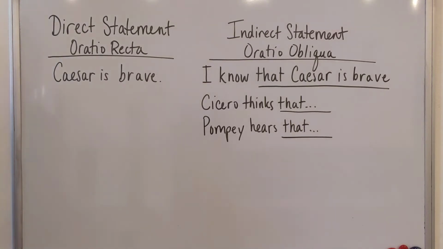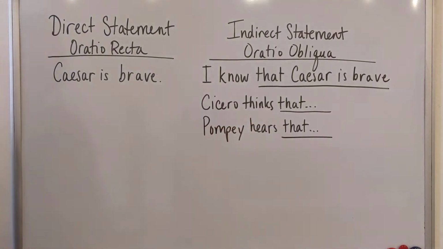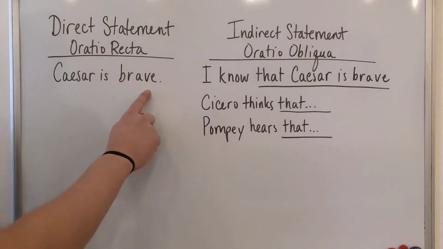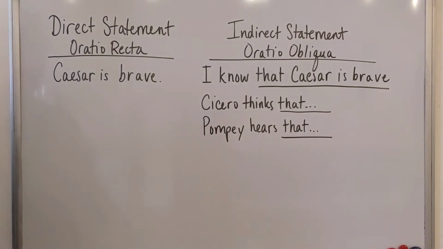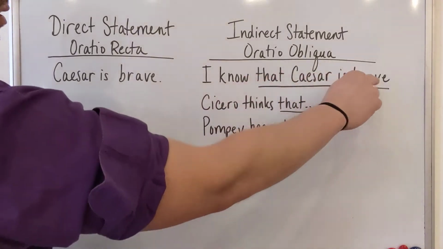If we rephrase that statement in relation to another verb, which we Latin teachers like to call head verbs, verbs that come from your head, like knowing, thinking, hearing, seeing, perceiving, understanding, verbs and actions that originate from your head, we get an indirect statement. So instead of just the direct statement, Caesar is brave, we now have rephrased that statement indirectly. I know that Caesar is brave.